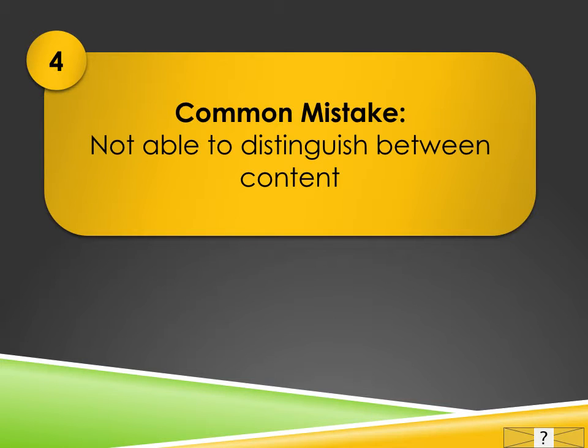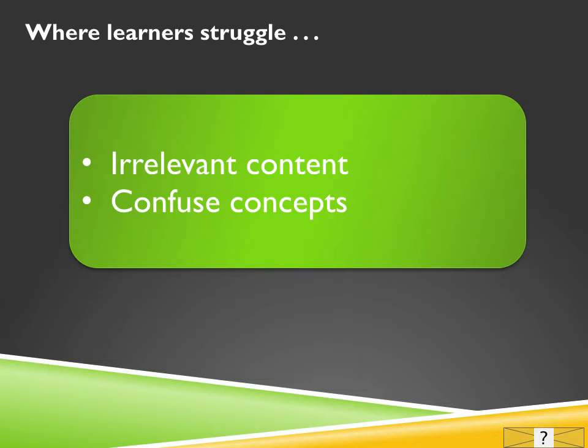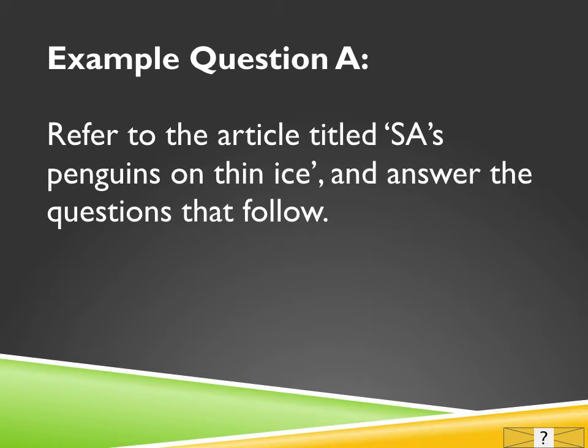The fourth common mistake is that learners aren't able to distinguish between content. Often learners give irrelevant content to an answer, or they confuse concepts and terminology. Let's have a look at some examples here. In this particular example, often learners have answered the question that followed reasonably well. However, the learners interchange the terms climate or global warming when they're answering the question.